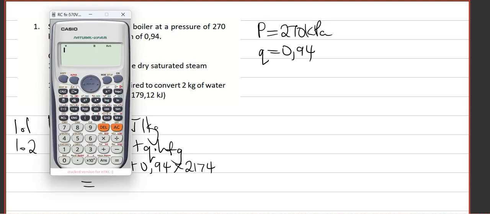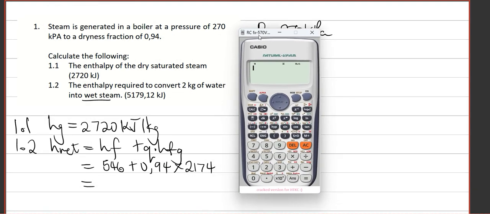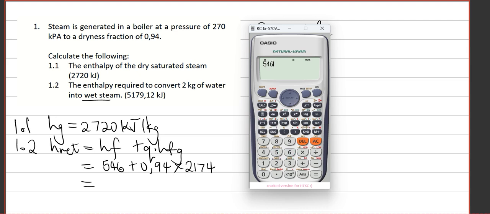You type it into your calculator. When you type your calculator, 546 times 0.94. Oh, it's not times, this is plus. 546 plus 0.94 times 2174. And our answer, we are getting this value: 2589.56. Let's write it here.